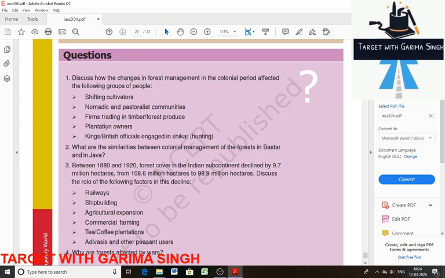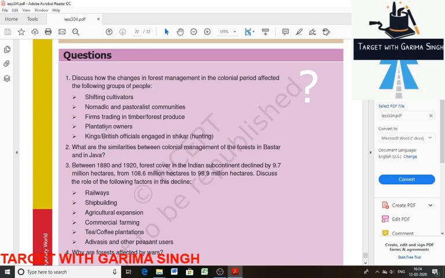Then next is plantation owners. Vast areas of forest were given to European planters at a very cheap rate by the colonial government. Natural forests were cleared to cultivate tea, coffee, and rubber trees. There was a great demand for these commodities in Europe. These plantations were fenced off and others were not allowed inside.